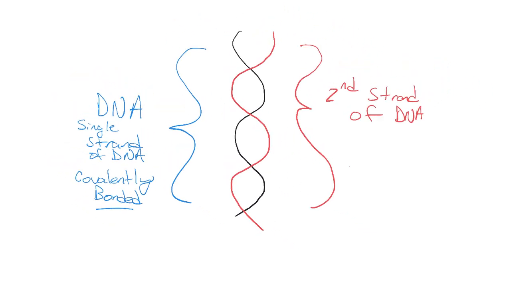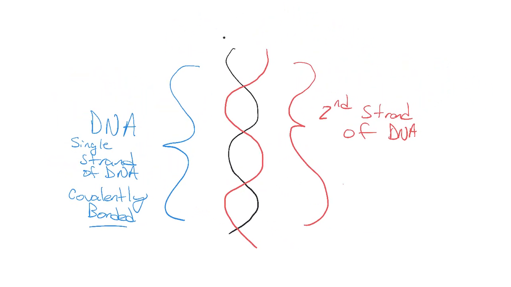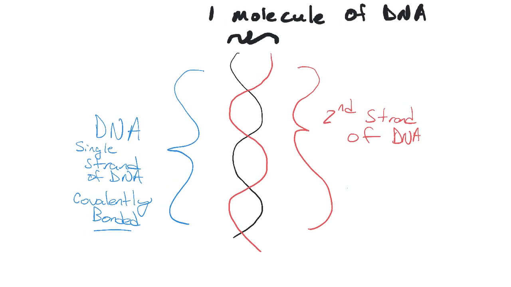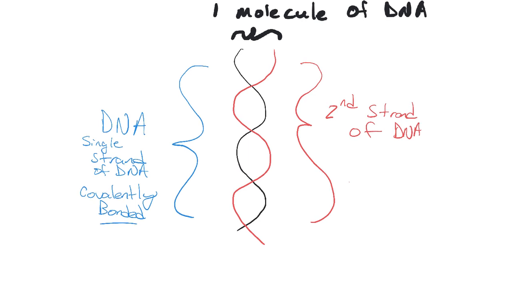Together, biologists call this a single molecule. One molecule of DNA. Technically, it's two molecules, but it gets confusing to people, right? Why do we say it's two molecules? Because this one is covalently bonded to itself, and this one is covalently bonded to itself. Is that making sense?